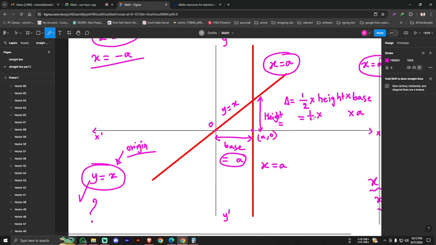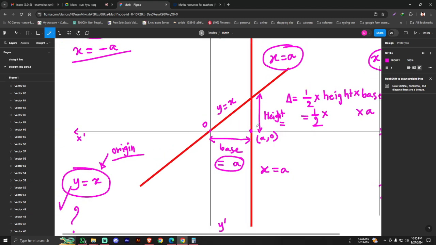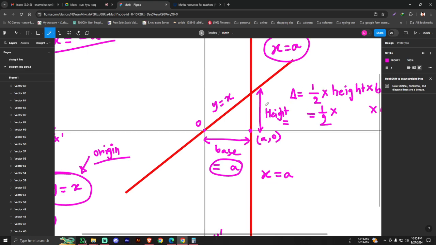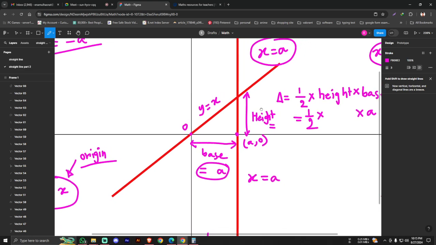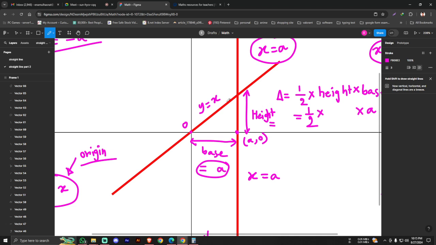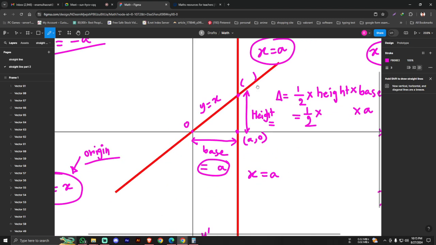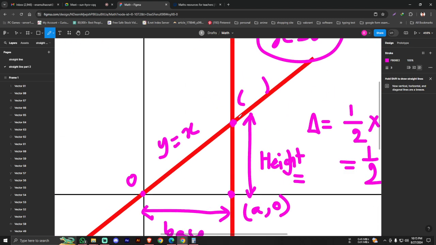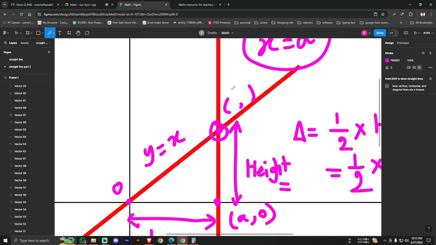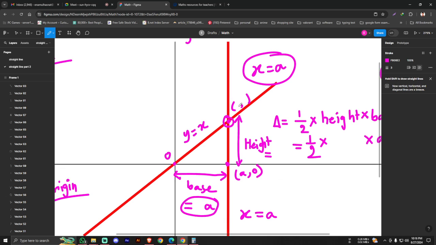Now we just need to find the height. How much height is there, we need to understand it. Can you find this intersection point right here of the two straight lines? Yes, there is an intersection point. So can you say what will be the coordinates of this point?